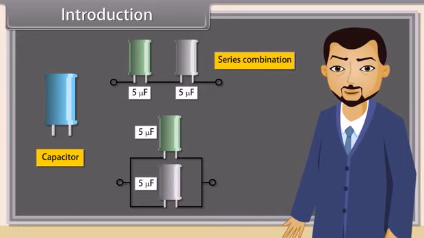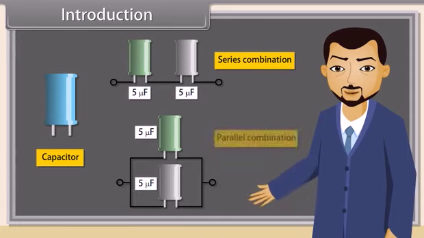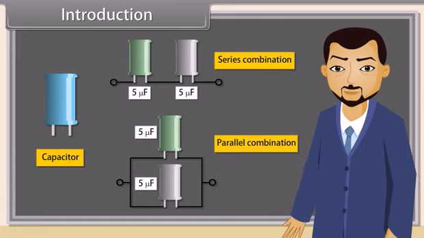In series combination, the reciprocal of the equivalent capacitance is equal to the sum of the reciprocals of the individual capacitances. However, in parallel combination, the equivalent capacitance is equal to the sum of the individual capacitances. Students, today we will study more about this in chapter Electrostatic Potential and Capacitance.